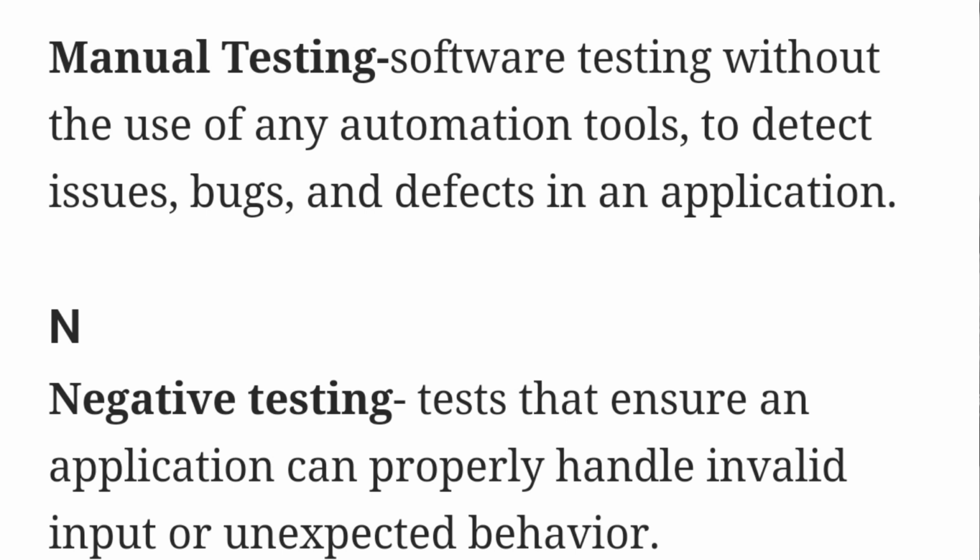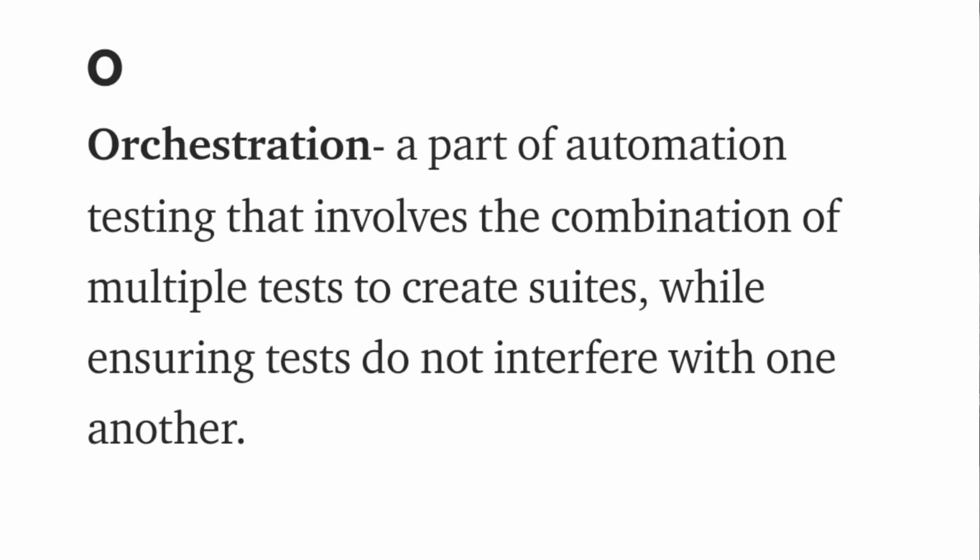N. Negative testing. Tests that ensure an application can properly handle invalid input or unexpected behavior. O. Orchestration. A part of automation testing that involves a combination of multiple tests to create suites while ensuring tests do not interfere with one another.